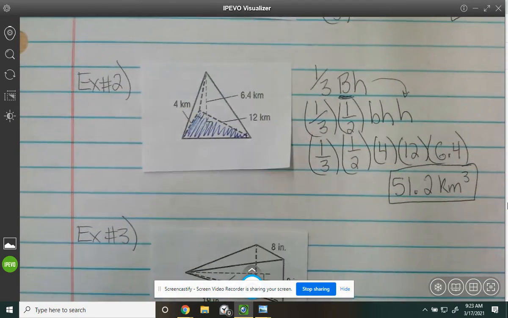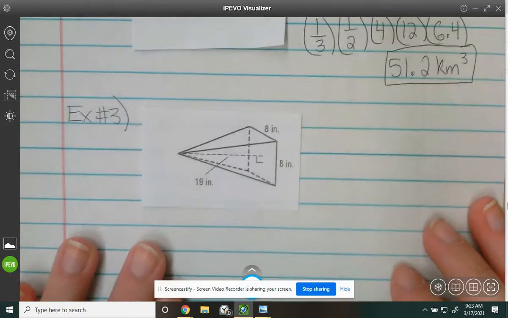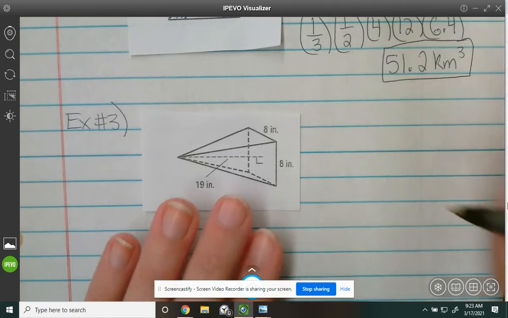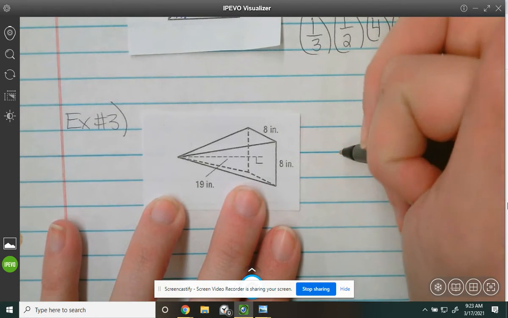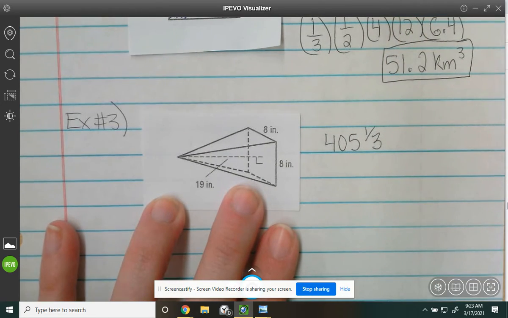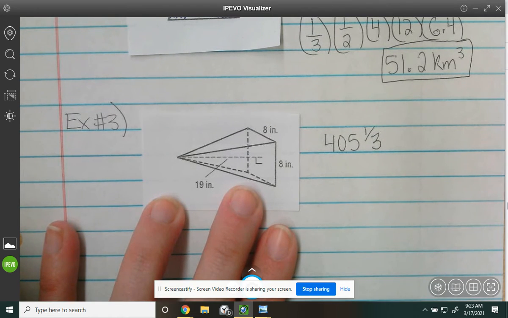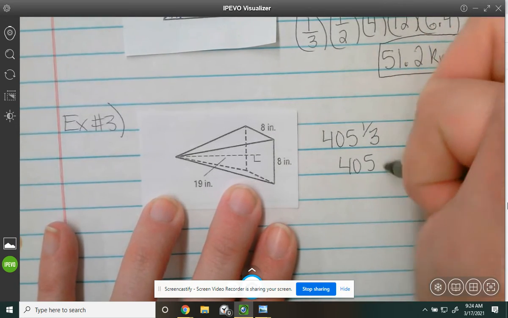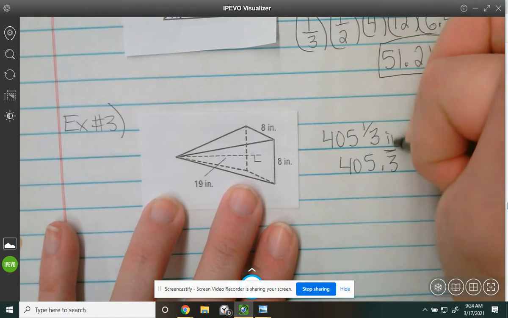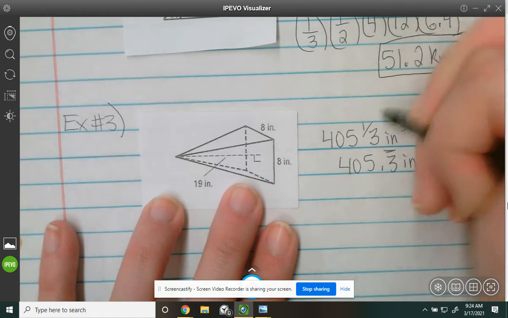All right. Last one I want you to try on your own is this one. So go ahead and try it. You should get, this is a big one, 405 and 1/3, or let me turn that to a decimal. Oh boy, did not work out like I thought it. 405.33333, repeating. Both of those would be inches cubed.